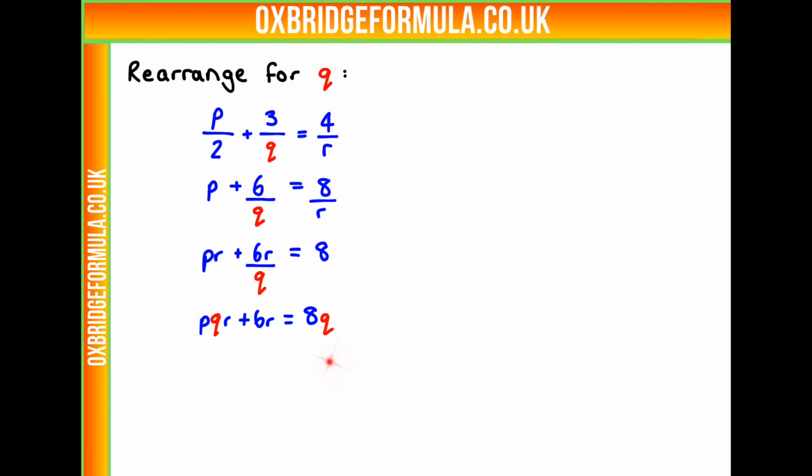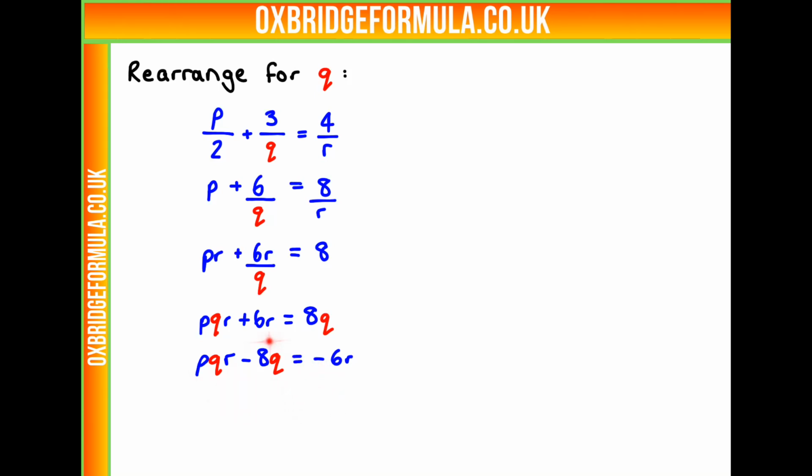We still need to find Q by itself, and at the minute we've got Q on either side of the equation. So let's get them onto one side. So we're going to take away our 8Q from this side to move it over here, and take away our 6R and put it over on this side. We get PQR minus 8Q equals minus 6R.